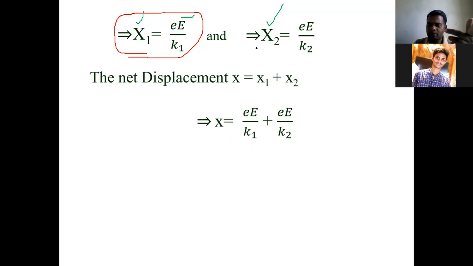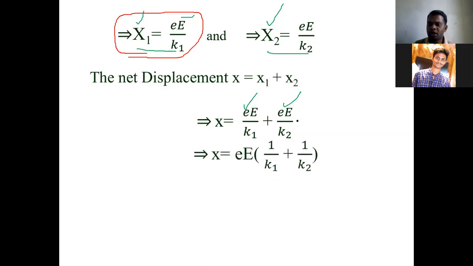What is the X1 from the above equation? This is X1, and this is X2. Are you clear? What is the common value? Small e into capital E by 1 by K1 plus 1 by K2. So X equals small e into capital E into 1 by K1 plus 1 by K2. Are you understood?